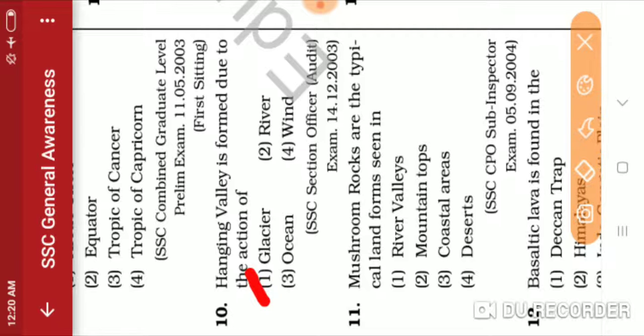Next question, number 11. Mushroom rocks are typical landforms, with mushroom-shaped rocks, always seen in desert regions. Mushroom rocks, especially in Rajasthan and the Sahara, you will see that mushroom type.